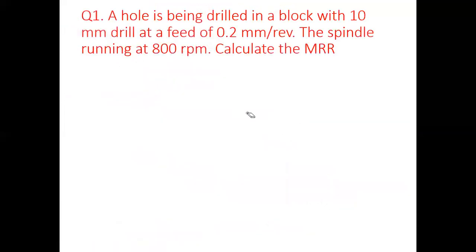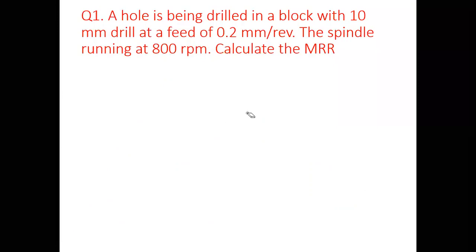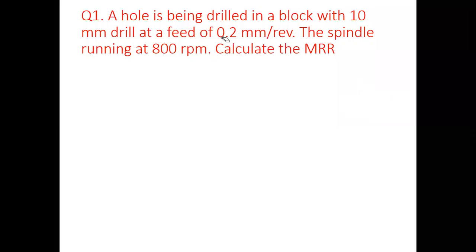So this is one question, and this kind of question may be asked in your exam. A hole is being drilled in a block with a 10 mm drill at a feed rate of 0.2 mm per revolution. Normally feed rate is given in mm per revolution, or they can give mm per time also, but here it is mm per revolution. The spindle is running at 800 rpm, so N is also given here. Calculate the material removal rate.